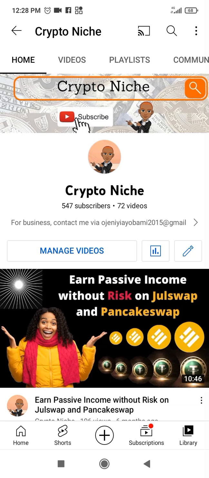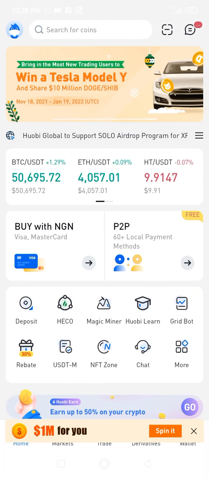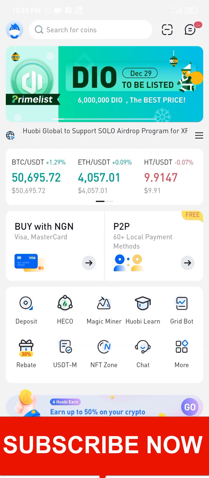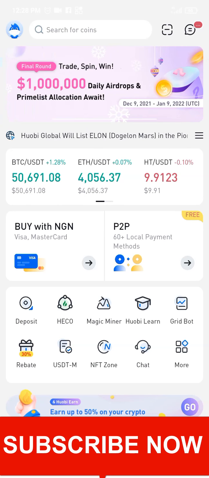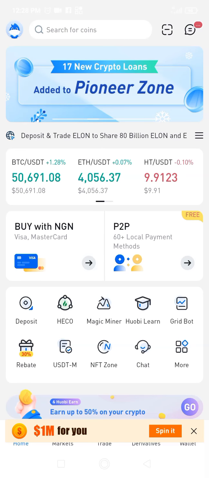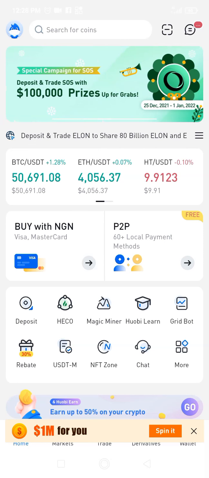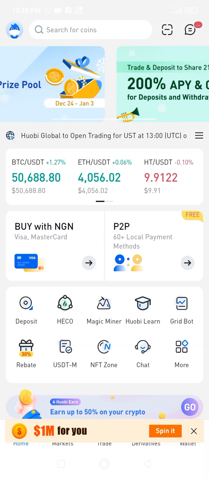All right. So now, this is how this thing works. It is called Huobi Primelist. Huobi Primelist is similar to Binance Launchpad. Both of them are just given different names, but they are the same thing. They are all IEOs, that is, initial exchange offerings, just like ICOs and the rest.